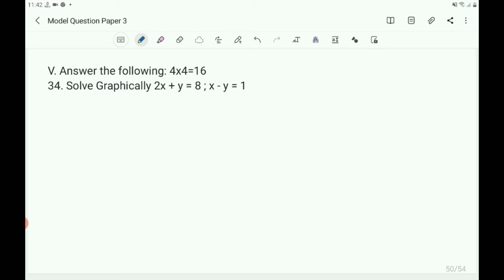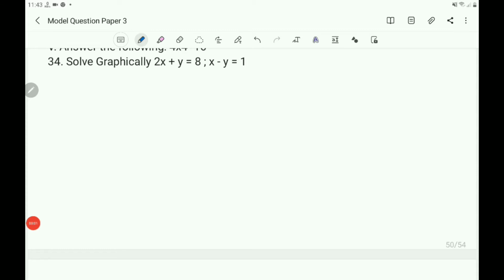Now, take the pair of given two linear equations: 2x plus y equals 8, and the second equation is x minus y equals 1. Now take the first equation and get the coordinates of both x and y. The first equation is 2x plus y equals 8. Now convert it to either x equals or y equals. Here y has the coefficient 1, so it is better to take y equals.